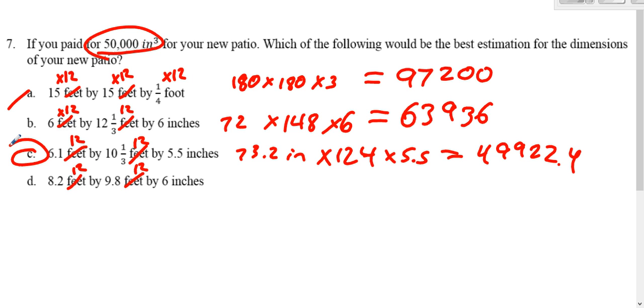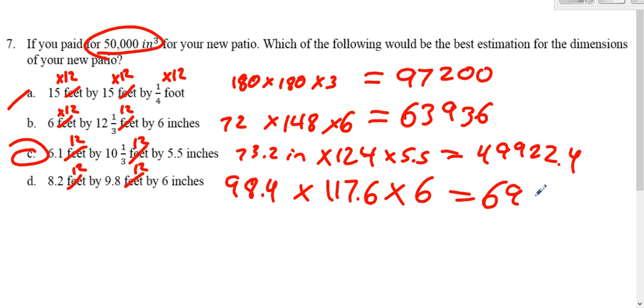And then the other one, if you multiply that out, it does not come nearly as close. You get 98.4 inches by 117.6 inches by 6 inches. You get 69,431.04. So C is definitely the closest answer. Makes most sense. That's what you pick.